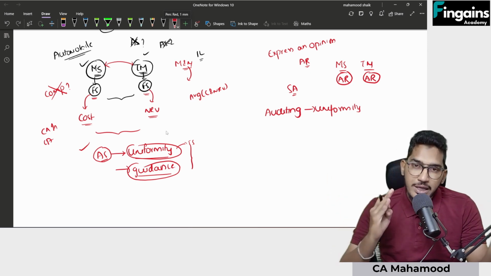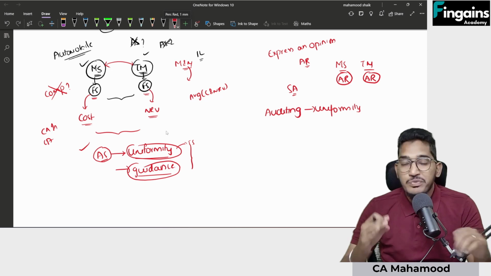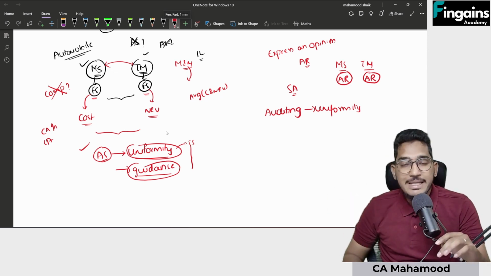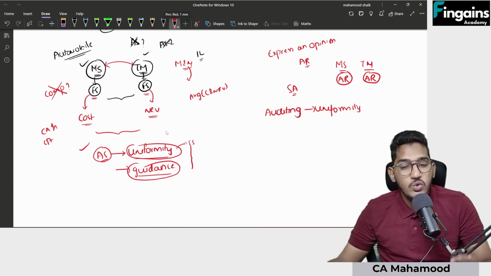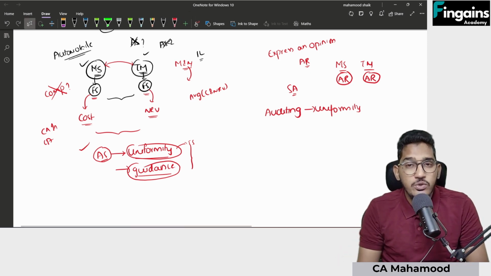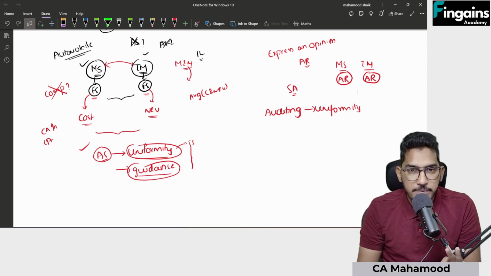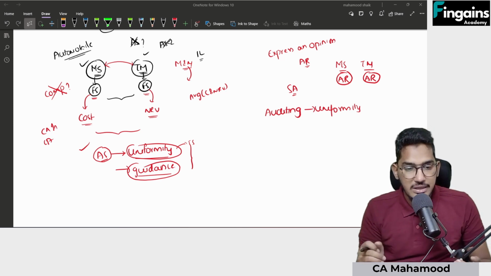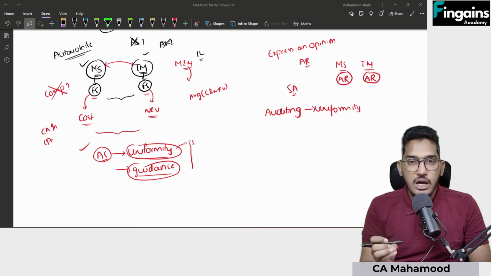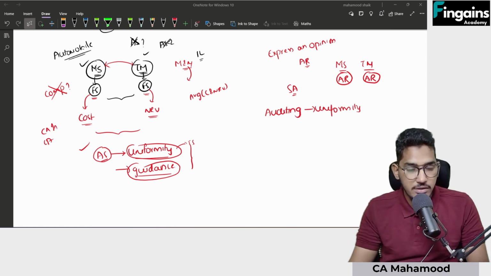Like the way accounting standards are bringing uniformity in accounting matters, similarly, auditing standards are also bringing uniformity in auditing related matters. So what is bringing uniformity in the auditing related matters? Standards on Auditing are bringing that uniformity.